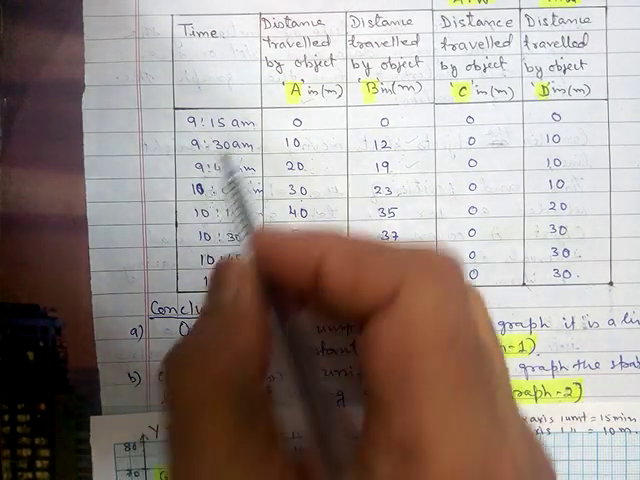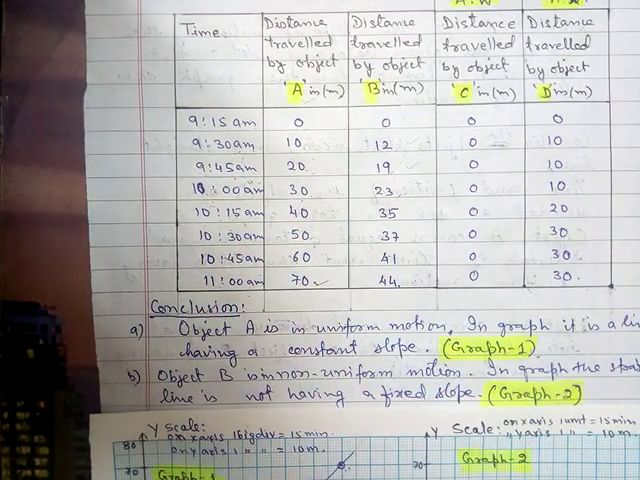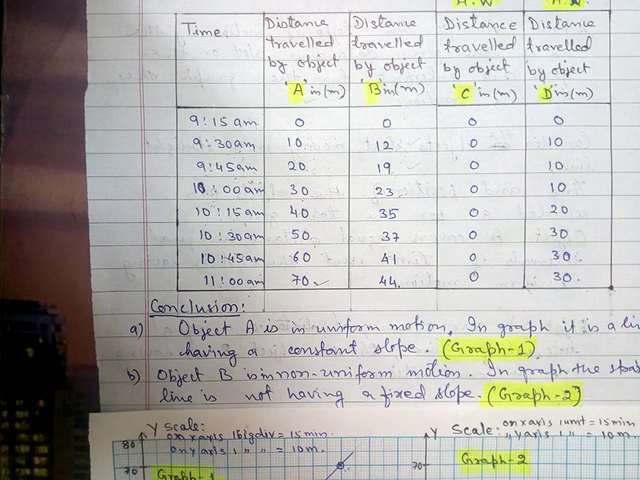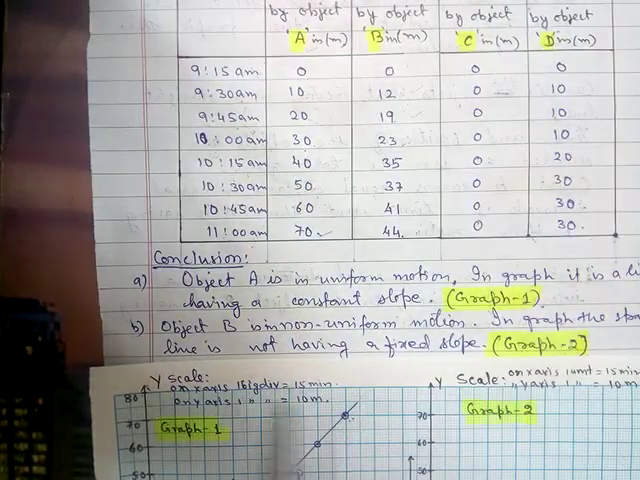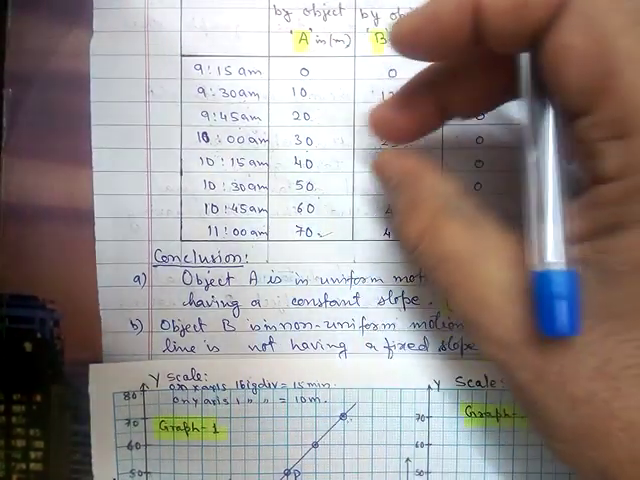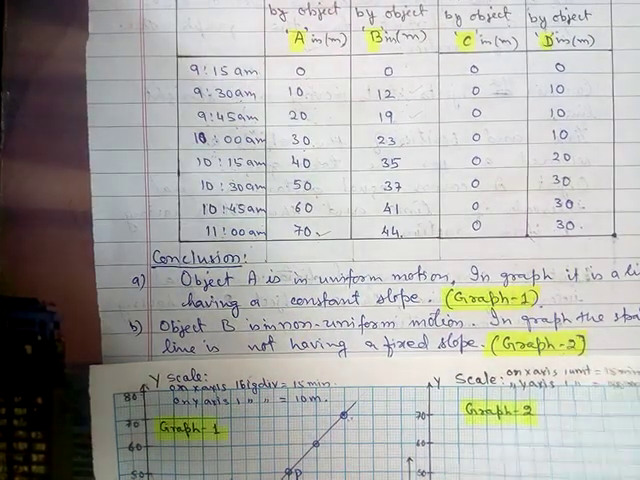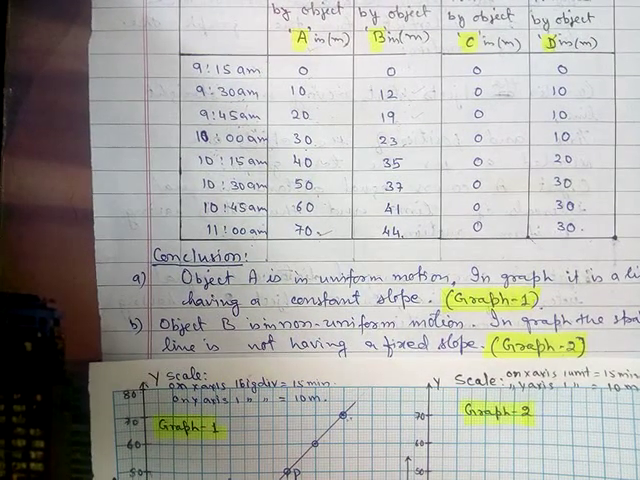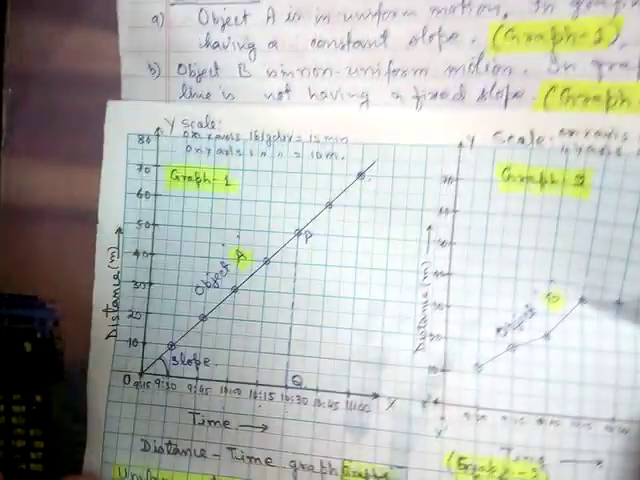So what we are seeing is that in equal intervals of time, the distance covered is also the same, that is equal. And thus we conclude from it that object A is in uniform motion. Why? Because it is covering 10 meters in every 15 minute interval of time. So we get from this that object A is having uniform motion.